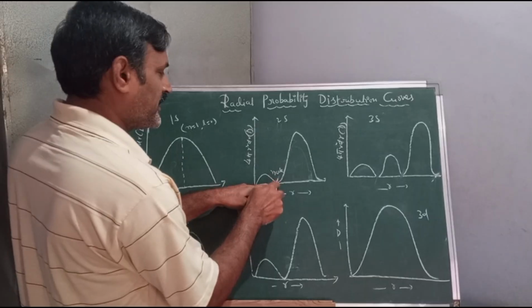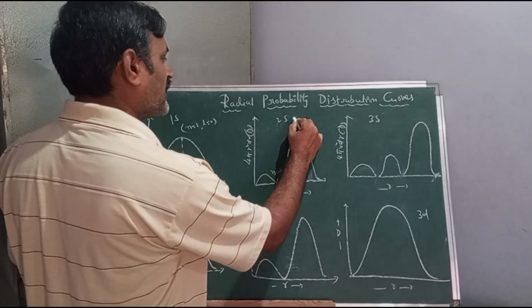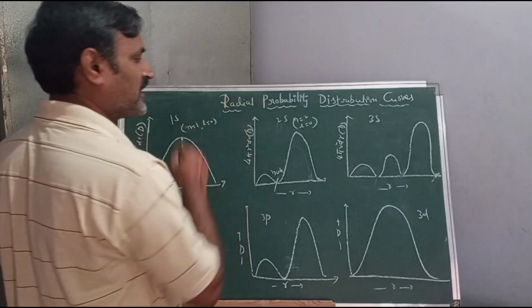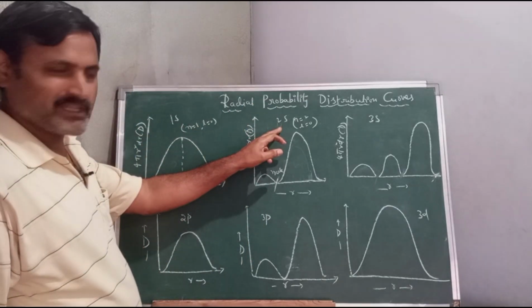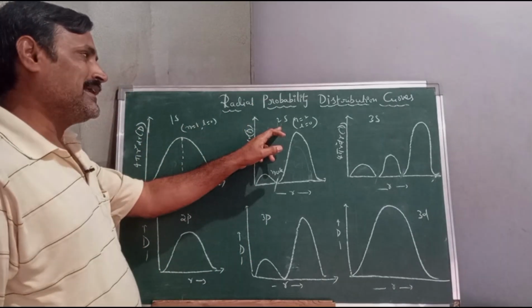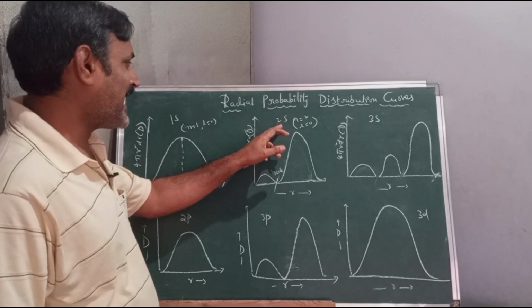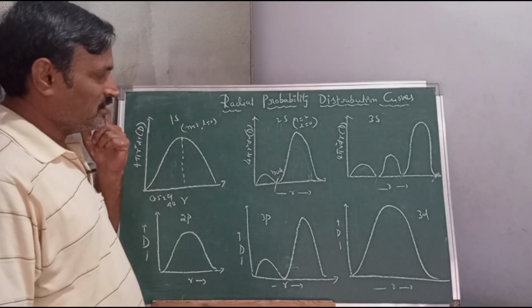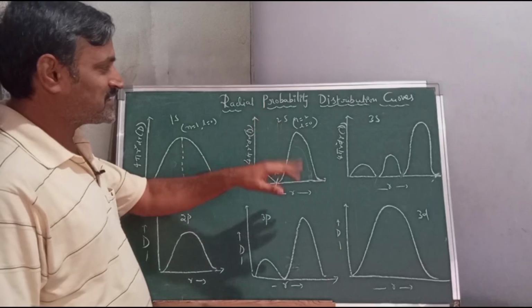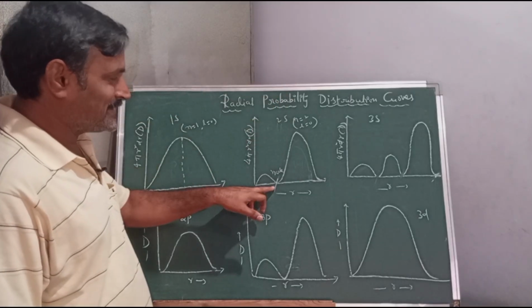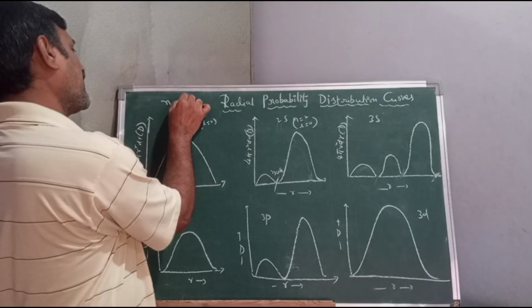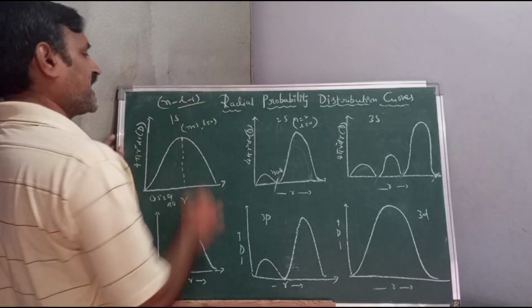That node we got here, 1, for the 2s orbital, where n is equal to 2 and L is equal to 0. The formula for that is n minus L minus 1. In this n minus L minus 1 we got the answer 1. That is why we got 1 node here. So the formula is n minus L minus 1, you check it.